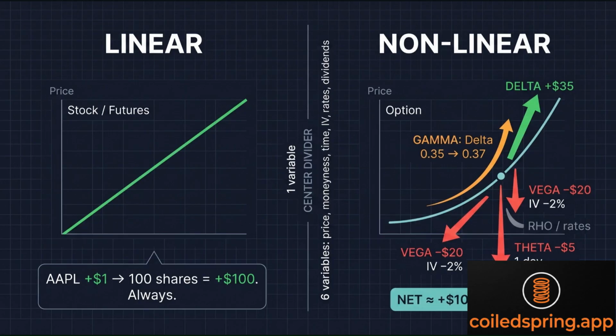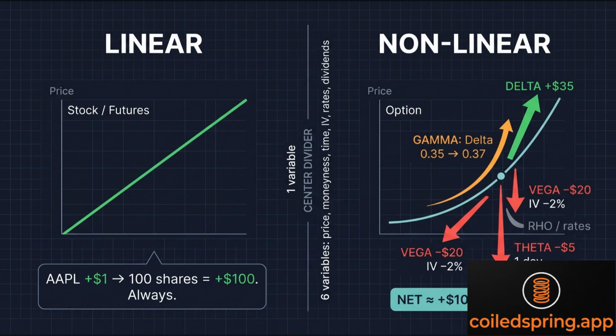Now look at the analogy on the right, because this is the clearest way I know to show the difference between linear and nonlinear in practice. Stock, linear. Apple moves $1. You hold 100 shares. You make $100. Clean, simple, predictable. No other factors. No surprises. Option, nonlinear. Apple moves $1. You hold a call with delta 0.35. The option gains 35 cents per share, $35 per contract.